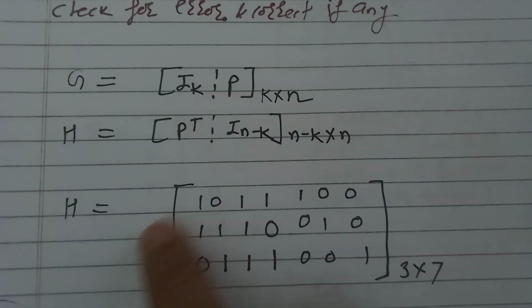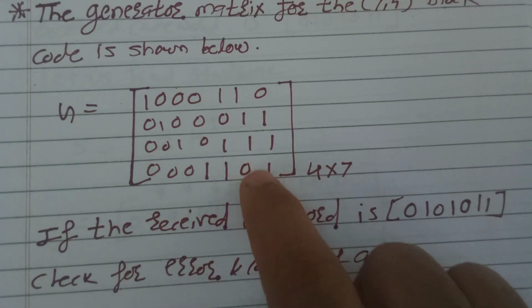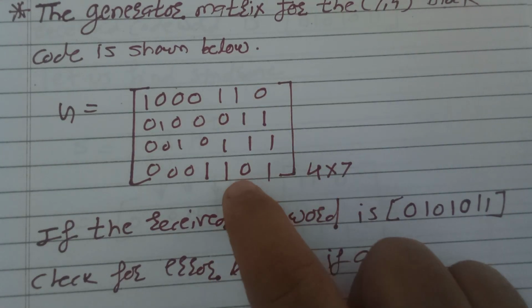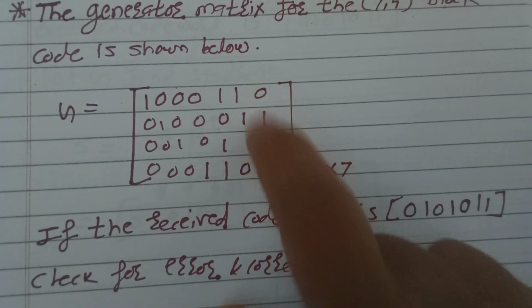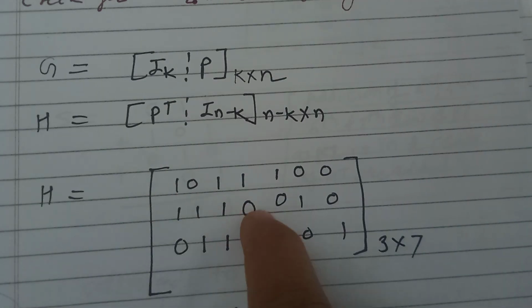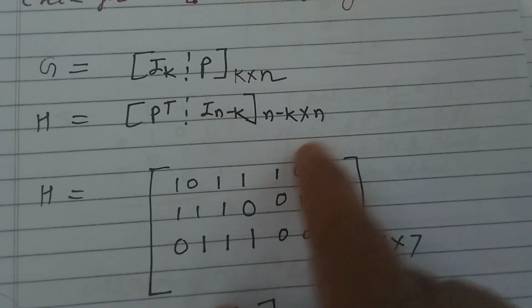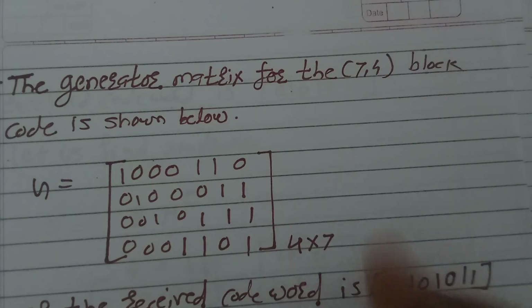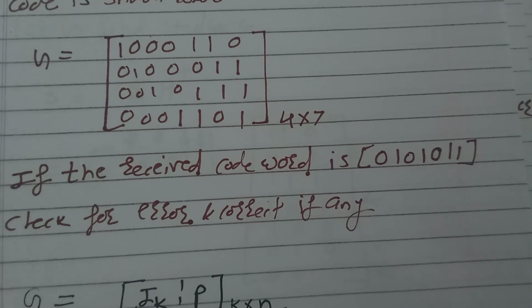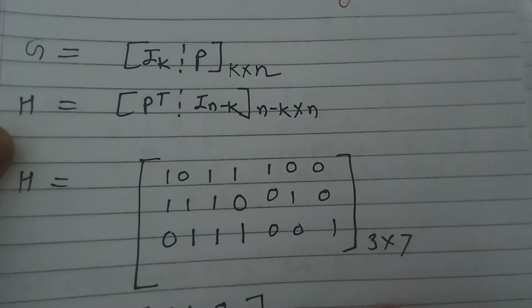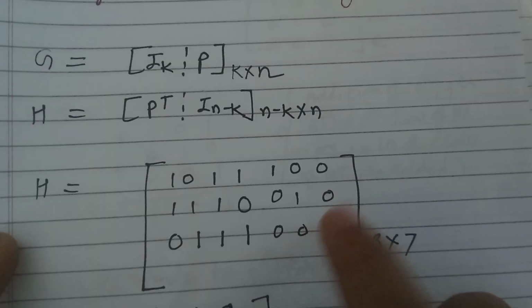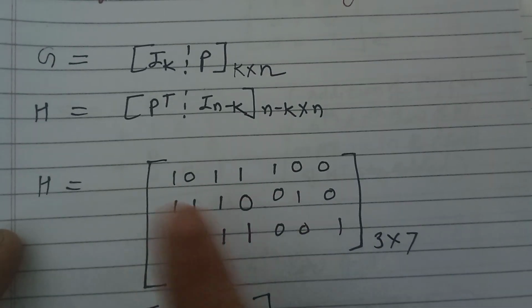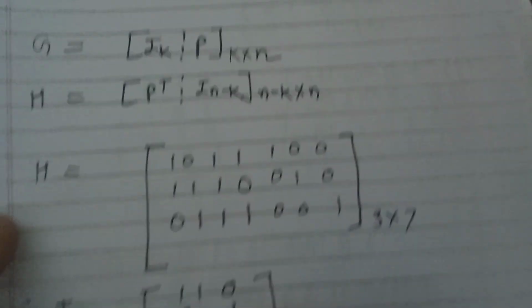So H is [P^T]. Your P is this one, 1011, 111 0, 0011. So 1011 you take as the first row, then 1110 as the second row, 0111 as the third row. After that you have to form the identity matrix of dimension n minus k. N is 7 and k is 4, so 7 minus 4 is 3. So here the identity matrix is of dimension 3. In this way you can form the parity check matrix.